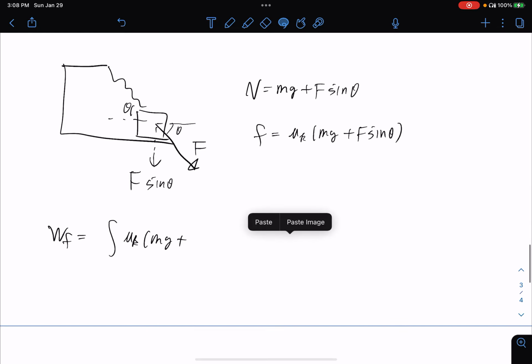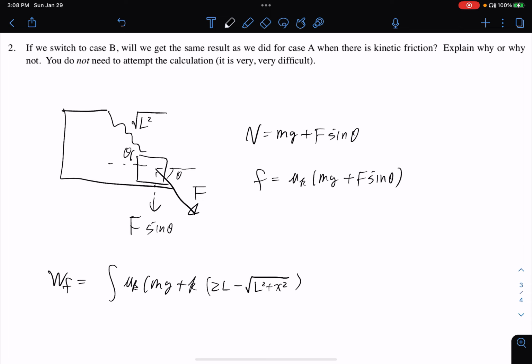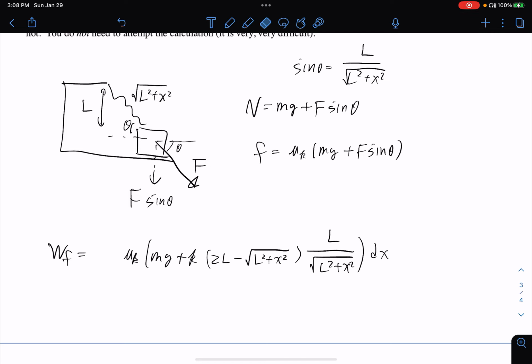To get the sine theta, we know that this spring right now has a length of square root of L squared plus x squared, and here is L. So sine theta is x over the square root of L squared plus x squared. So this is going to be our work done by friction, going from x equals 0 to square root of 3 L.